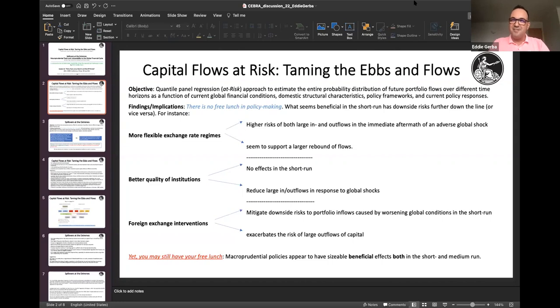However, the authors then finally conclude that actually there might be a free lunch there in policymaking. In particular, macroprudential policies seem to have sizable beneficial effects, both in what they call the very short run and in the medium run. So actually you can have both and you can get the best policy out there.